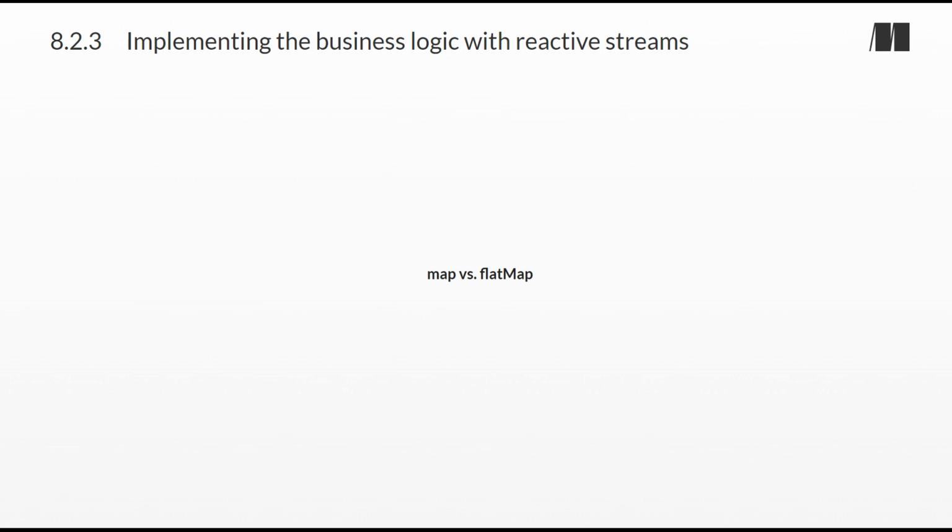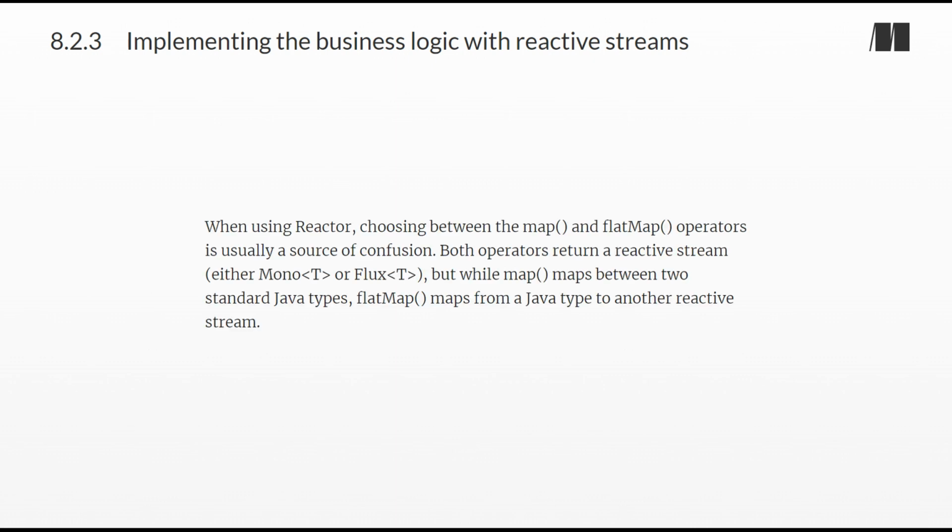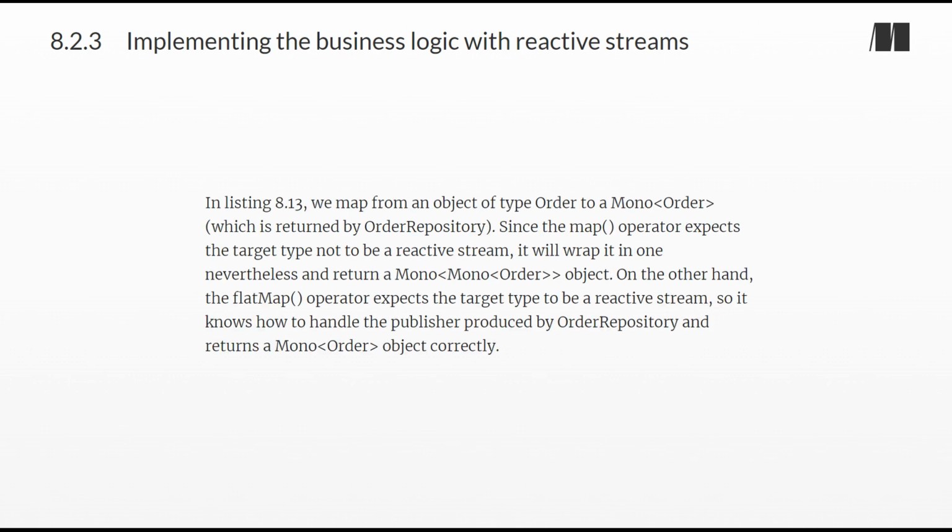Map versus flatMap. When using Reactor, choosing between the map and flatMap operators is usually a source of confusion. Both operators return a reactive stream, either Mono<T> or Flux<T>, but while map maps between two standard Java types, flatMap maps from a Java type to another reactive stream. In listing 8.13, we map from an object of type Order to a Mono<Order>, which is returned by OrderRepository. Since the map operator expects the target type not to be a reactive stream, it will wrap it in one nevertheless and return a Mono<Mono<Order>> object.